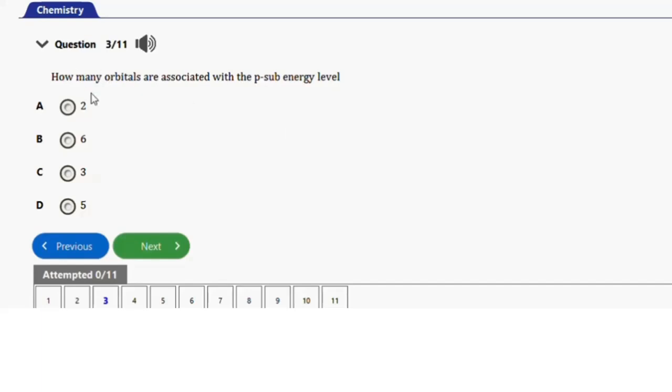Next question. For this question, the answer is 3. Alright, 3 orbitals are associated with the p sub energy level. Next question will be this one. It says number of orbitals in a p sub level of an atom. So the answer is 3.